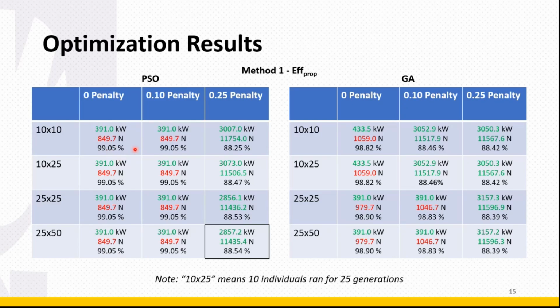And this really shows its great searchability. So even with the smallest population size and the smallest amount of length, it's still able to find the most efficient design as it was with a much larger population for a lot longer of time.